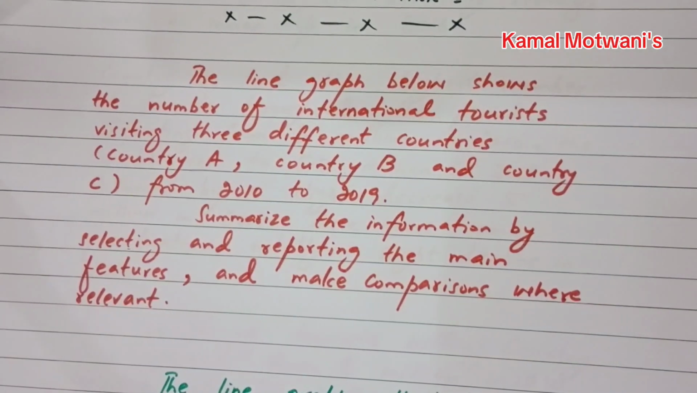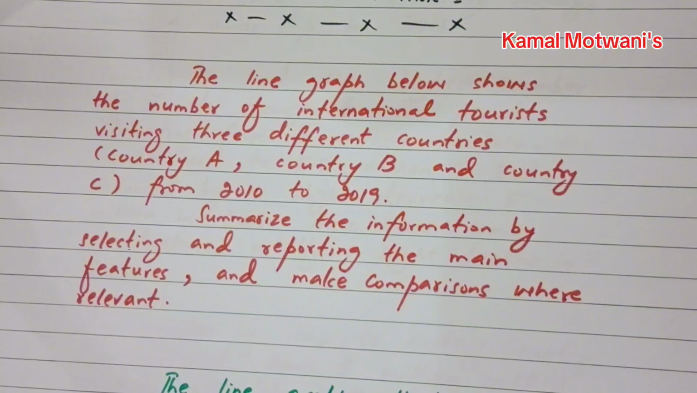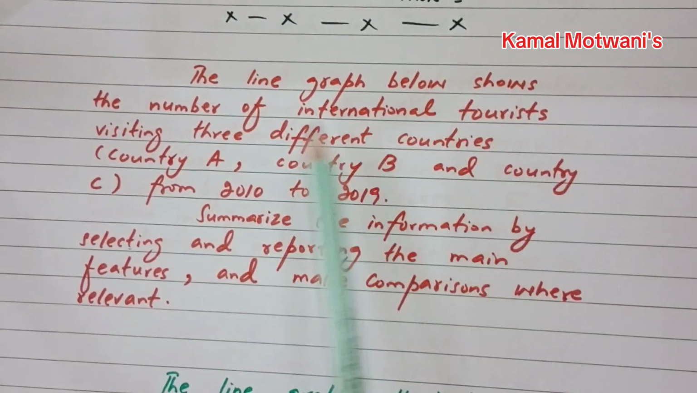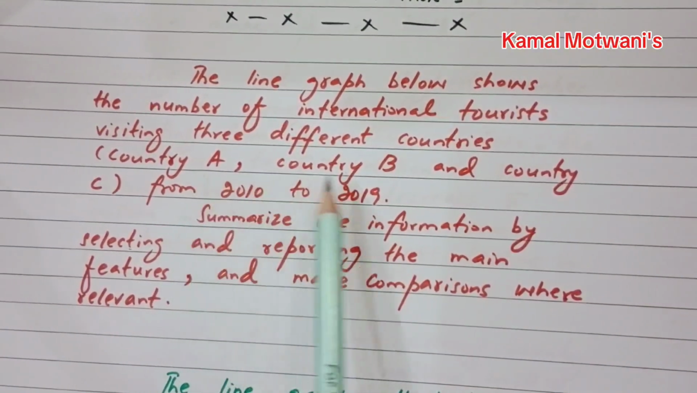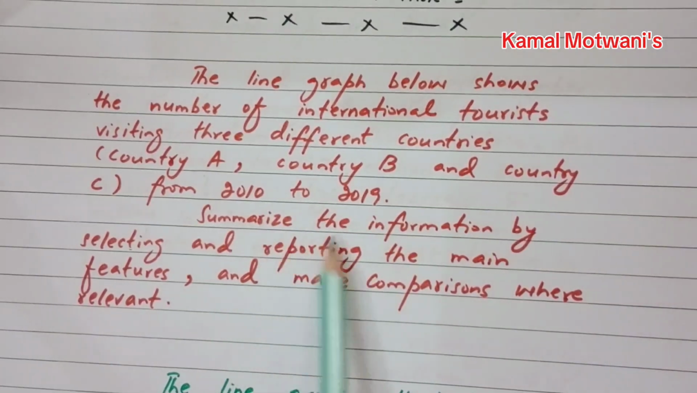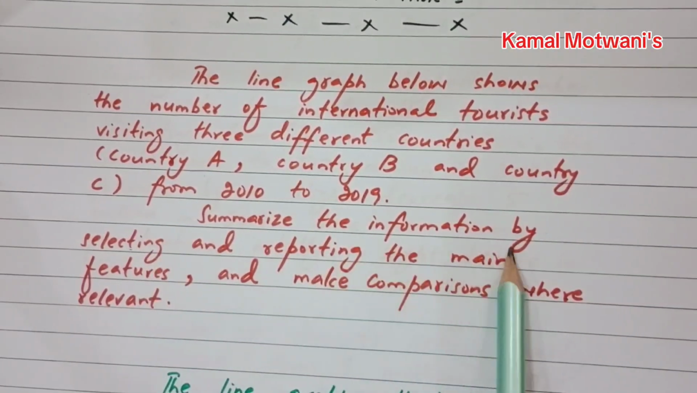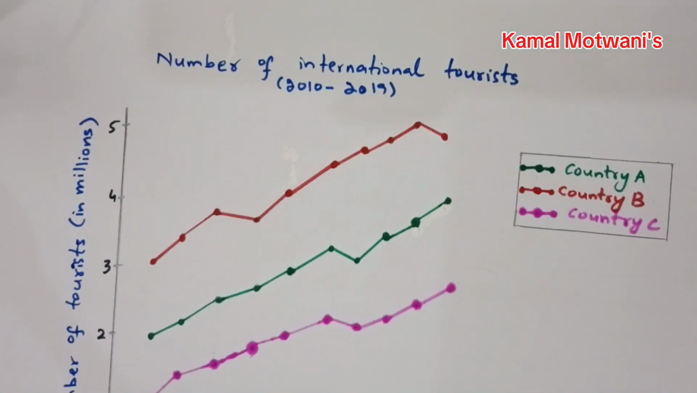So here is the complete statement for this line graph by the examiner. Let's read it out. The line graph below shows the number of international tourists visiting three different countries, country A, country B, and country C, from 2010 to 2019. Summarize the information by selecting and reporting the main features and make comparisons where relevant. Now let's write this writing task in accordance with this line graph.